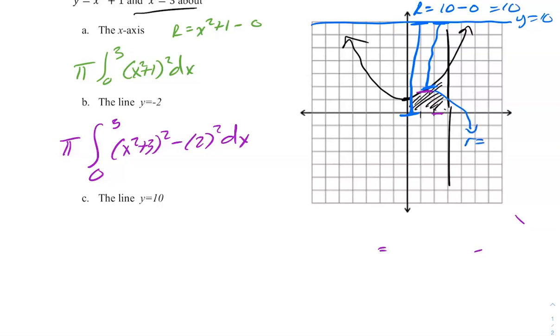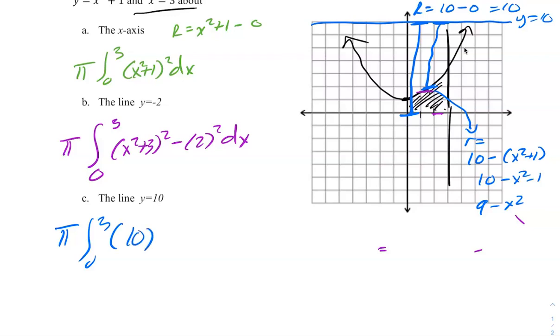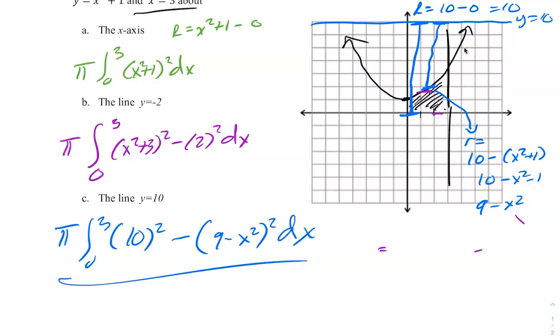And what is that? Top minus bottom. That's 10 minus the equation x squared plus 1, so 10 minus parentheses x squared plus 1, or for ease, 9 minus x squared. So my formula here is going to be pi integral from 0 to 3 of big R, which is 10 squared, minus little r, (9 minus x squared) squared dx. And that's a self-quiz.